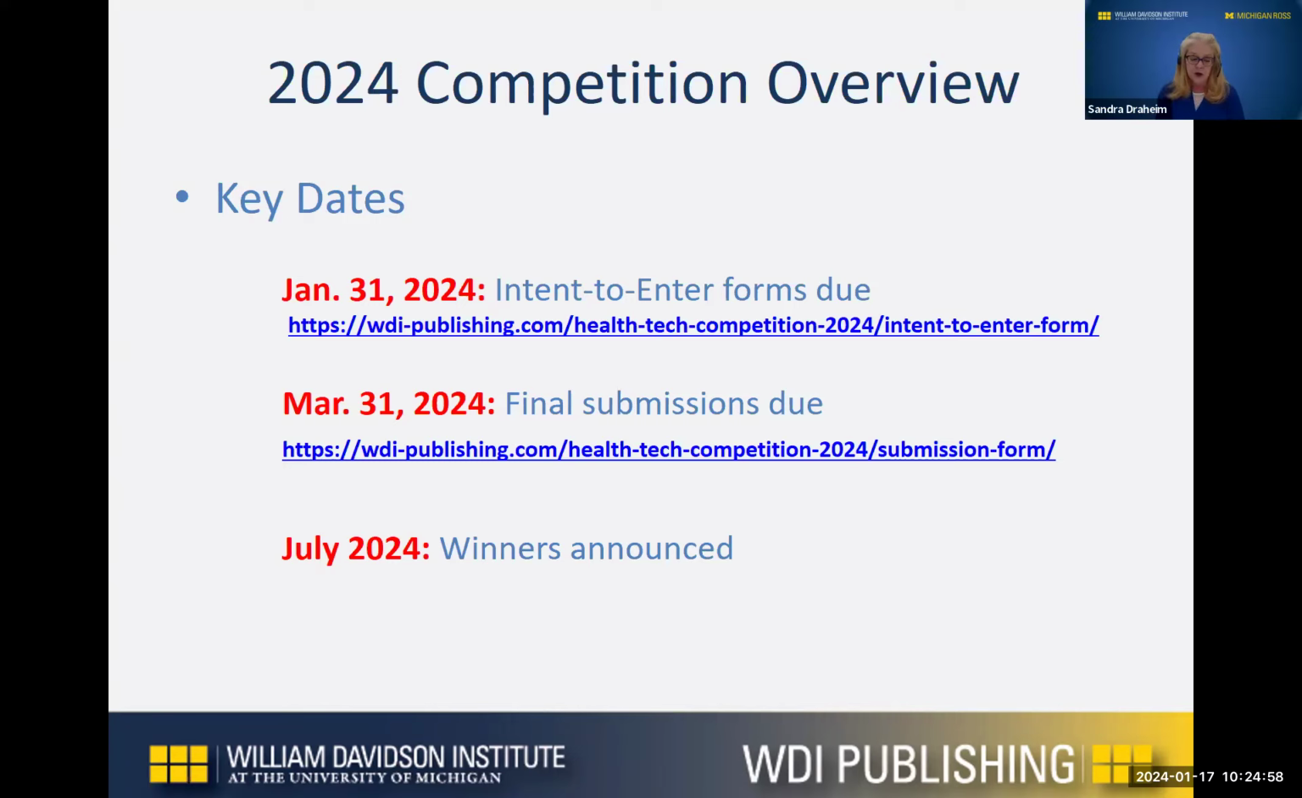All of your documents are due by March 31st, 2024, and you will submit them by going to the link you see on the screen here and following the prompts to fill out the submission form. And this particular web page will also allow you to upload your final documents after you fill out the submission form. And then sometime in July 2024, we hope to publicly announce the winners.